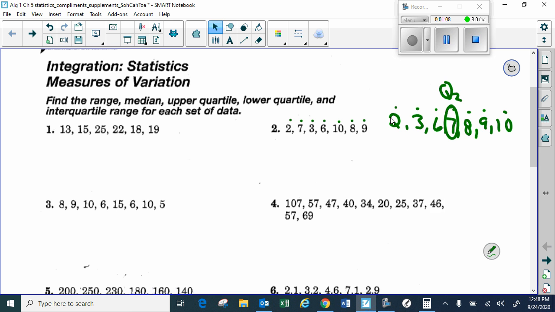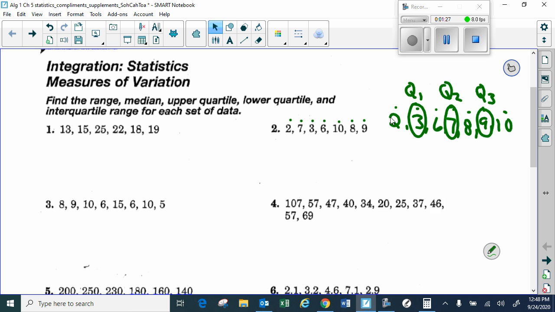Well, to find Q1, I take the middle number of the numbers below the median. So again, since there's 3, that's an odd number. That is my Q1. And again, 3 numbers above it as well. So there's an exact middle number, Q3.